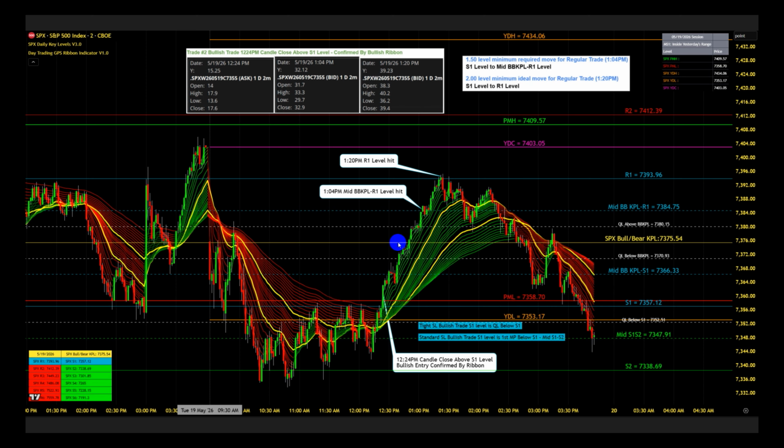If we were doing a scalp trade, our exit or adjustment would come at the bull bear key price level, as that is the one level away, one full key level away in the direction of the trade, calculated from the S1 level.